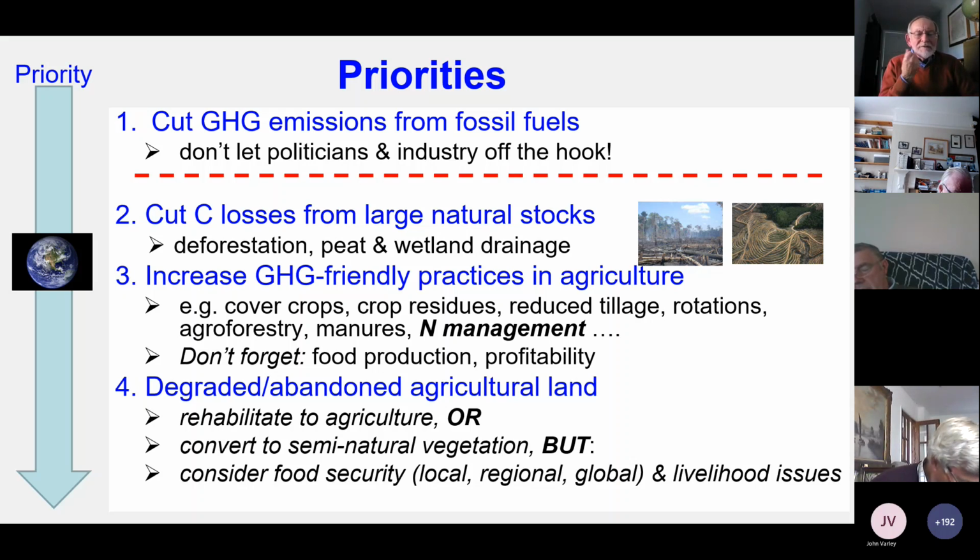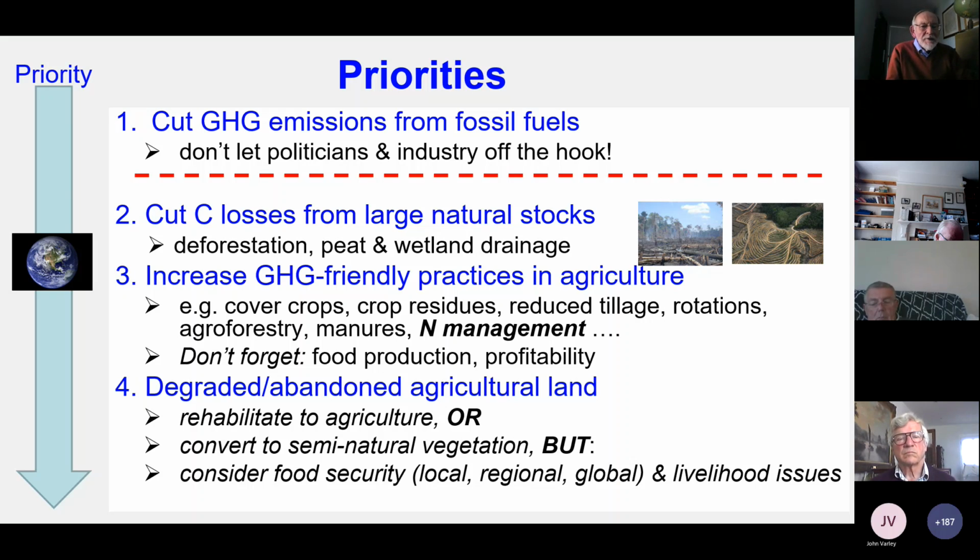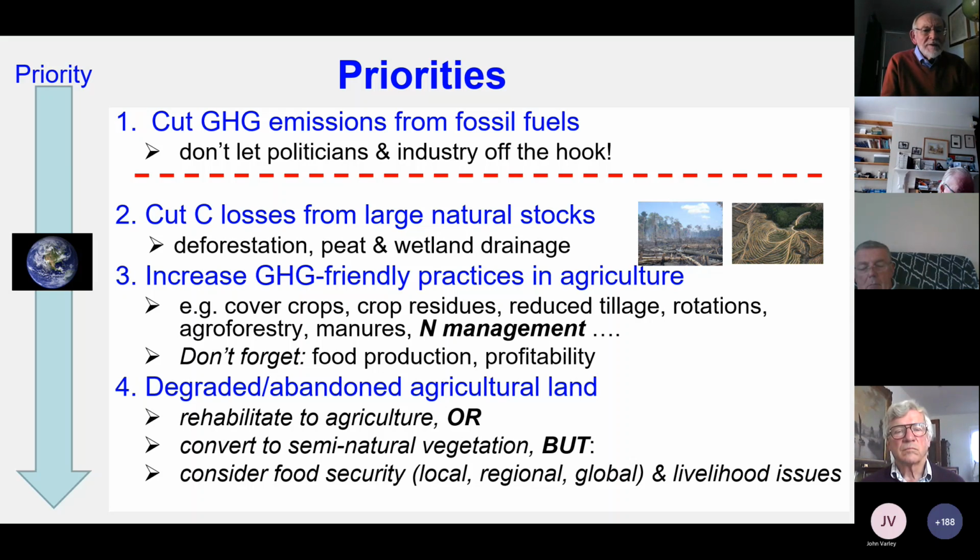First of all, in manufacturing the fertilizer, but when you use it, a little bit of it comes off as nitrous oxide, which is a greenhouse gas almost 300 times more powerful than CO2. So anything we can do to manage our nitrogen more closely and more efficiently helps for climate change. Don't forget, it's all got to be done in the context of actually people like you making a profit and producing food for everybody else. Globally, I think there are some issues to do with doing something to abandoned or degraded land. I don't think that's such an issue in this country.